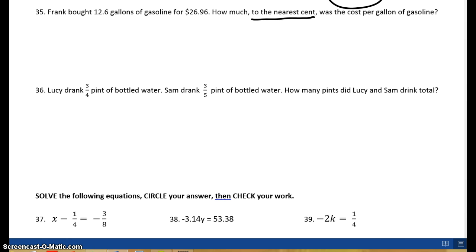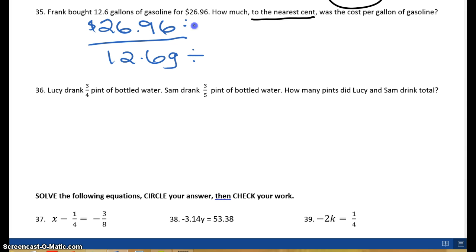Now I'm going to set up a proportion here, a ratio, and it's going to be, for every $26.96, we end up getting 12.6 gallons. Now we want to find out how much per gallon. So I'm going to divide both top number and bottom number by 12.6, because gallons is on the bottom here, and I want to make sure that's every 1 gallon, not every 12.6. So I'm dividing both numerator and denominator by 12.6 to find out how much money per gallon.